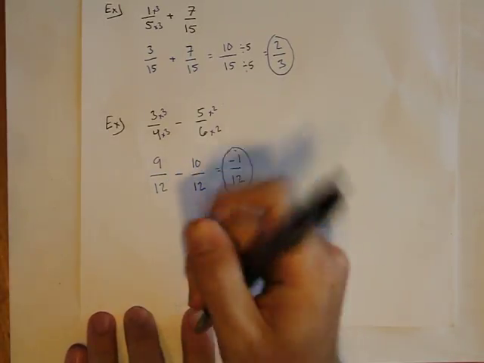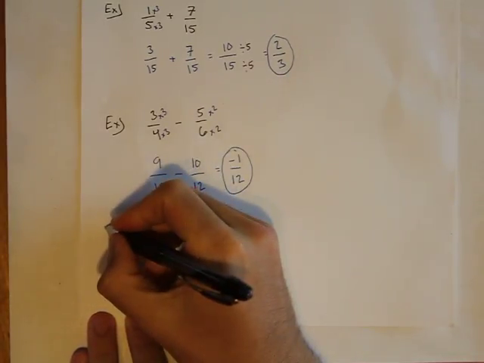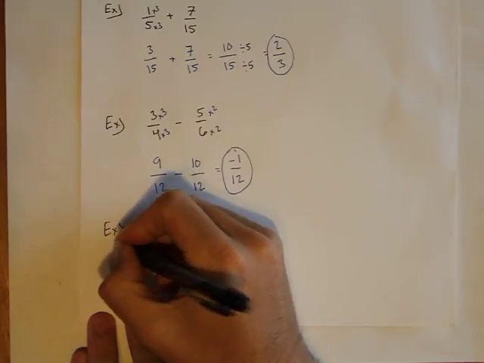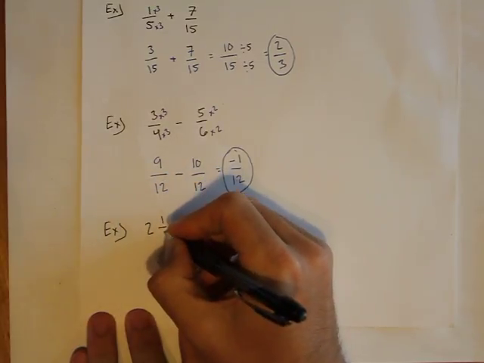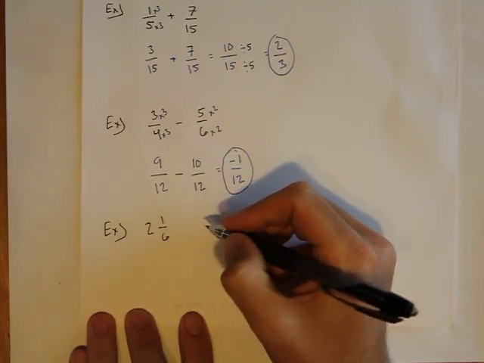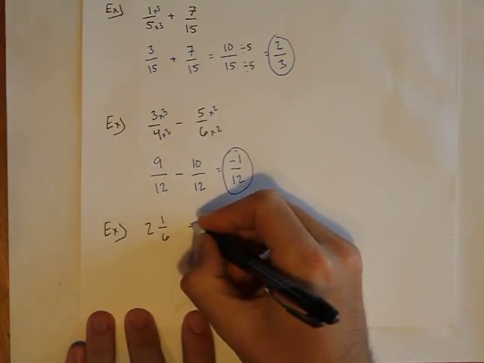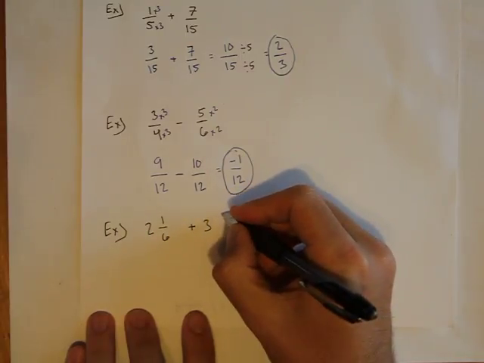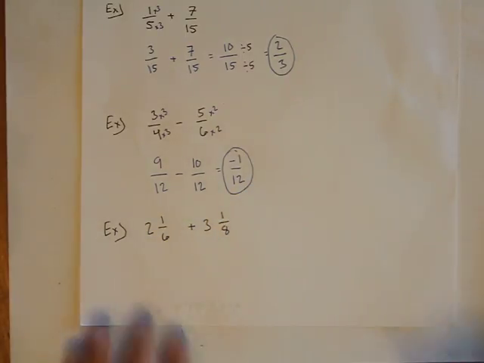The last one we'll look at is the following. I'm going to throw in some mixed numbers. 2 and 1/6 plus 3 and 1/8.